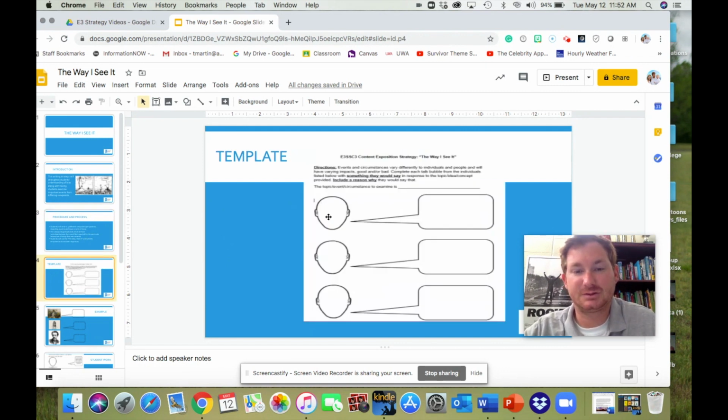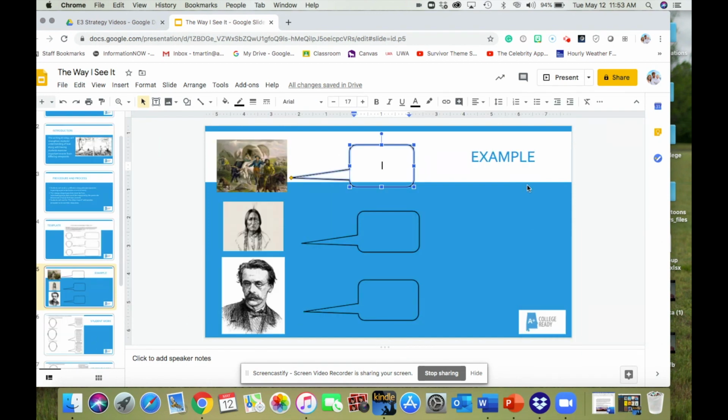This is the template. As you can see, we have 3 characters in the basic template, and there are 3 bubbles, and this is where they write their answers. Let's work through an example together. The topic is westward expansion. We have 3 characters. We have folks that traveled out west. We have a Native American chief from an Indian tribe that had settled out west. And then we have John O'Sullivan. So we'll start out with the travelers.